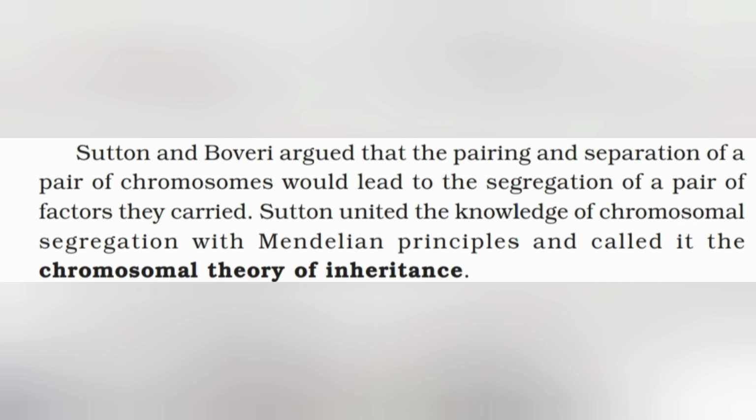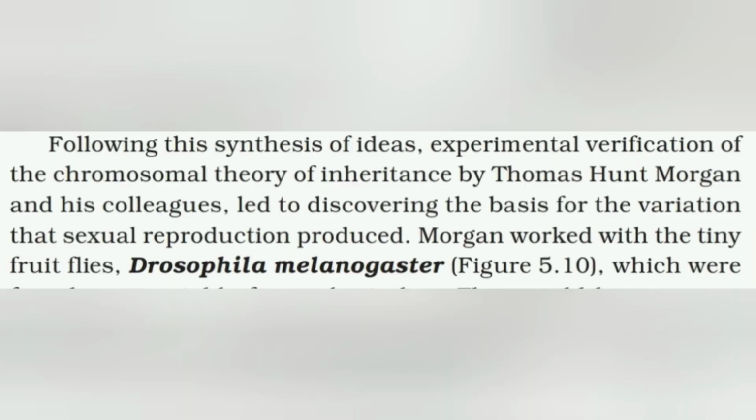Sutton united the knowledge of chromosomal segregation with Mendelian principles and called it the chromosomal theory of inheritance. Following this synthesis of ideas, experimental verification of the chromosomal theory of inheritance by Thomas H. Morgan and his colleagues led to the discovery of the basis of the variation that sexual reproduction produced.